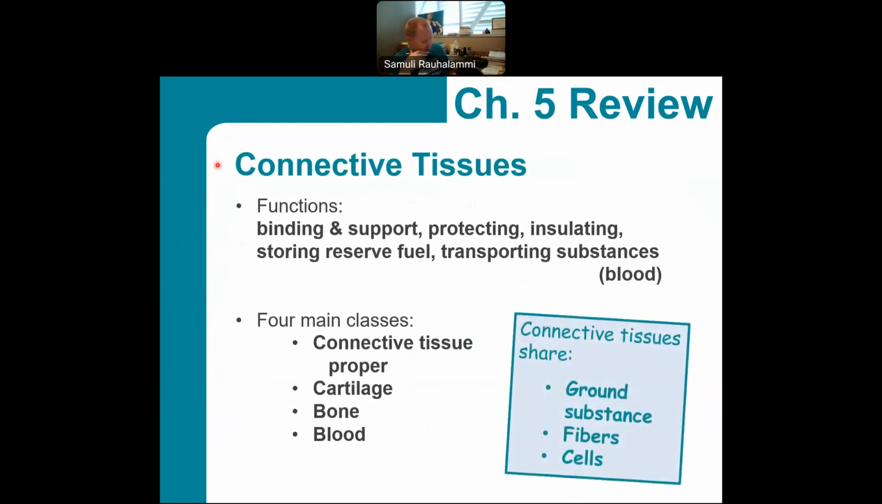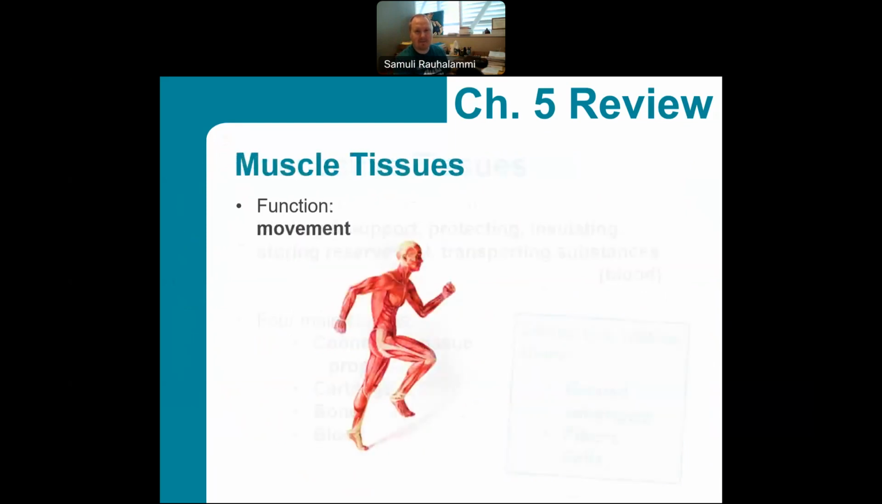All connective tissues do share some basic elements. Connective tissues have ground substance, they have fibers, and they have cells. So that's a good way to start to break apart these different connective tissue types, thinking about what the ground substance is, what the fibers are, and what the cells are in this particular connective tissue type.